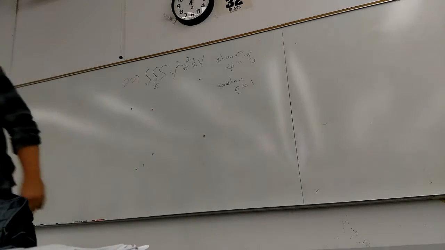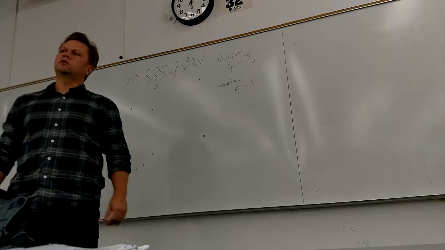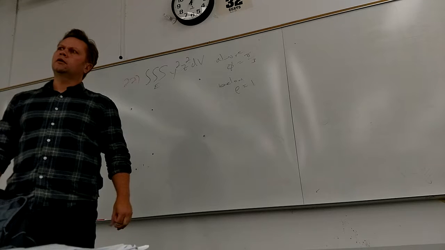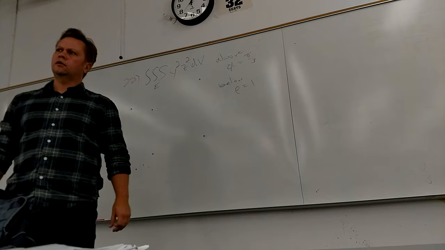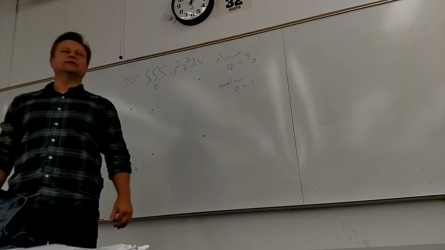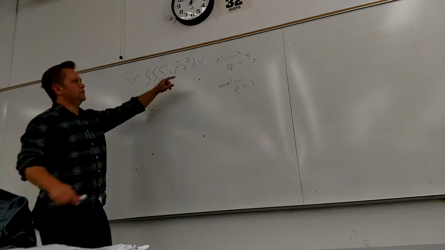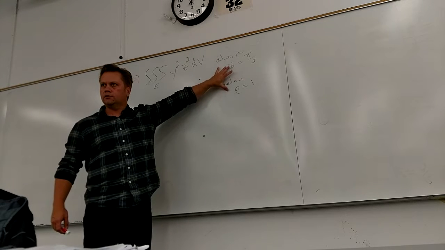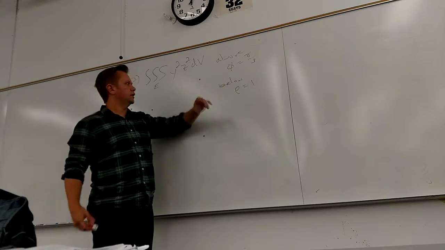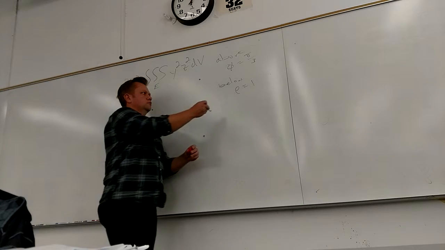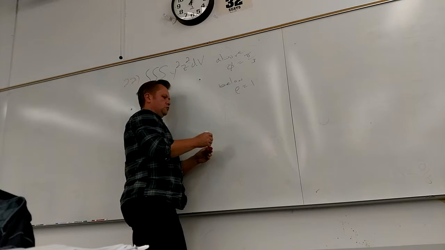I tried rho from 0 to 1, and then phi from 0 to pi over 3, and theta from 0 to 2 pi. I tried to plug in stuff for y and z, but it didn't work out. Your problem is you've got to stay inside this, so you do have to find something out about these. They give you the sphere's rho is 1.